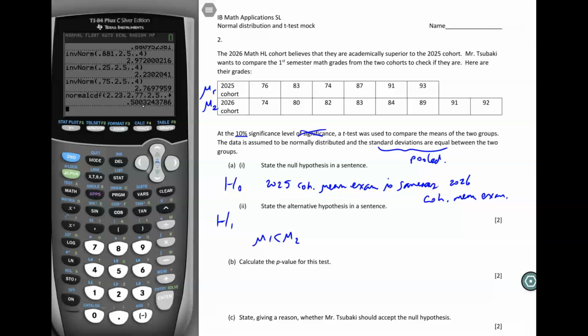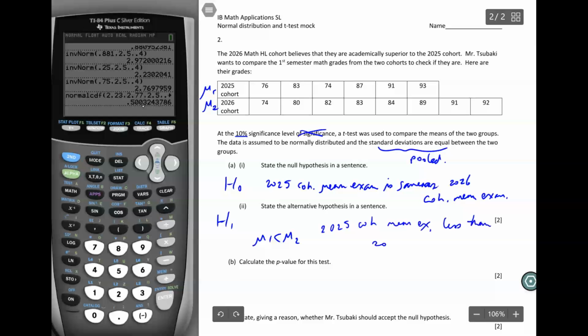Okay, so basically, how do we say that in words? We're going to say that the 2025 cohort mean exam is less than the 2026 cohort mean exam.